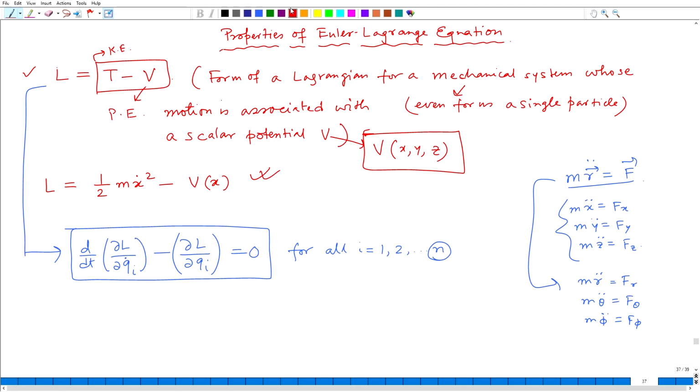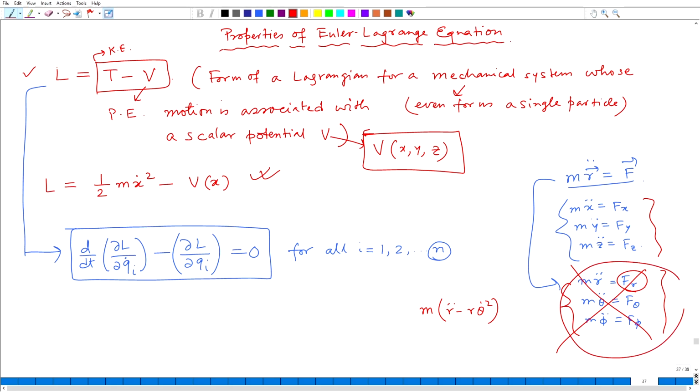The answer is a big no. You know that in the radial direction, just in 2D, the force expression is m times r double dot minus r theta dot square, and in 3D it will be much more complicated. You can find it out by yourself. So you see that this symmetry does not get propagated to this coordinate system, although the particle or the system under investigation is the same.